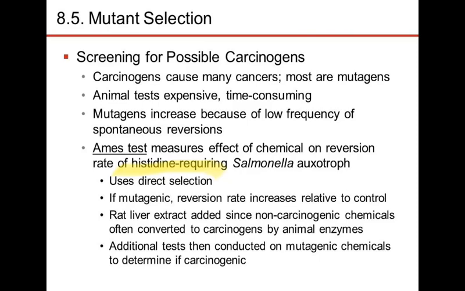And so they use this strain, and then you can use direct selection to see if these chemicals that you might want to rub on your body, or pretty much any chemical that's produced these days.